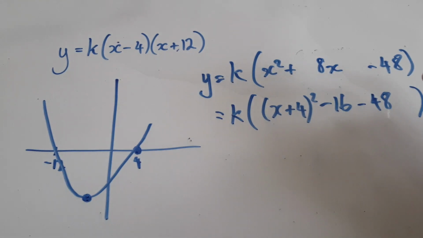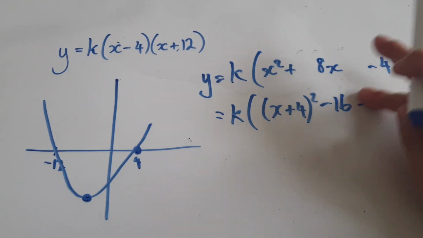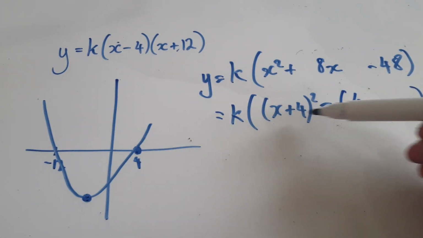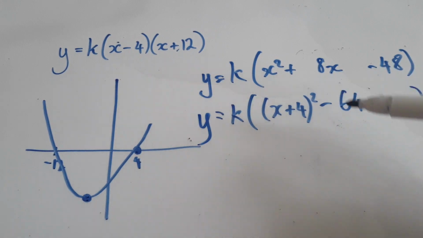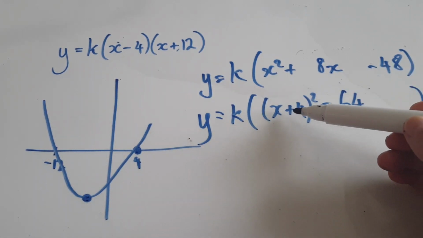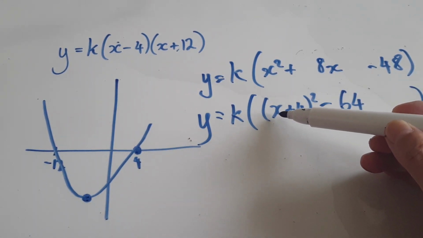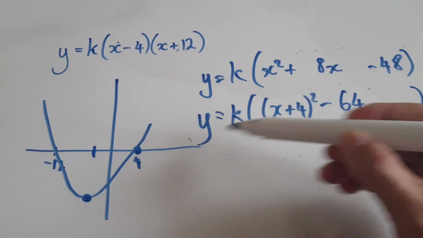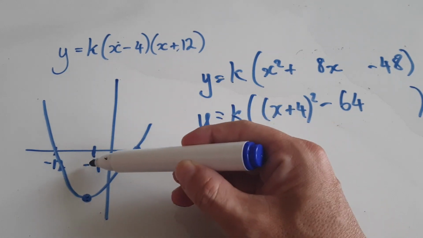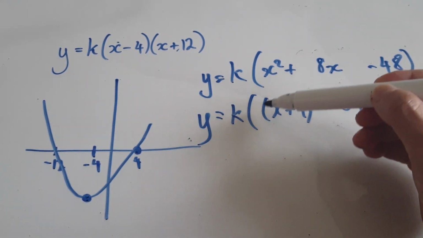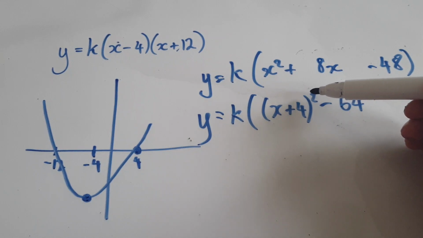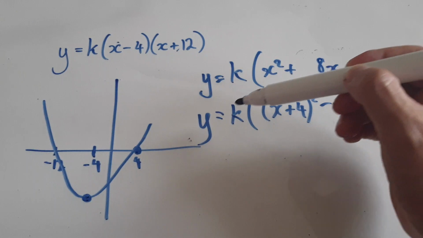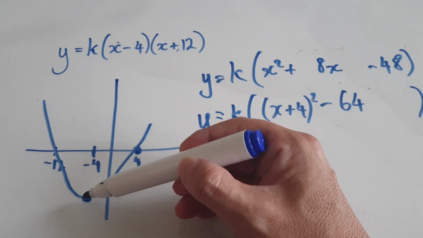That would be negative 64. There, you've just completed the square here. So, looking at this, directly above the vertex, this will be negative 4. Now, if you put negative 4 into here, this whole thing here would be 0. Take away 64. That would be negative 64, and then you times k, so it would jump to down here.